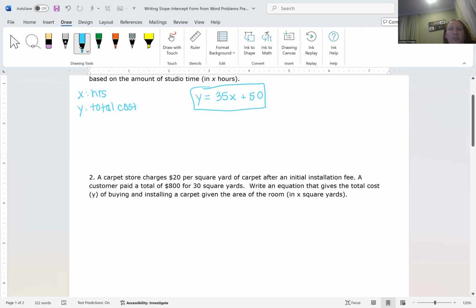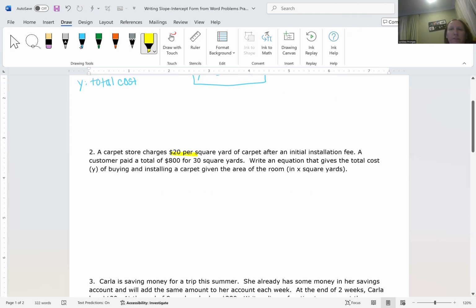The next one: a carpet store charges $20 per square yard of carpet after an initial installation fee. A customer paid a total of $800 for 30 square yards. Write an equation that gives the total cost Y of buying and installing a carpet given the area of the room in X square yards. So here, X is the square yards, or the area, and Y is the total cost. Y is often the total cost, not always, but a lot of times it is. Here I can see that it's $20 per square yard. However, there's an installation fee, which would be our y-intercept, but we don't know what it is. So this is one where we're going to need to find it.